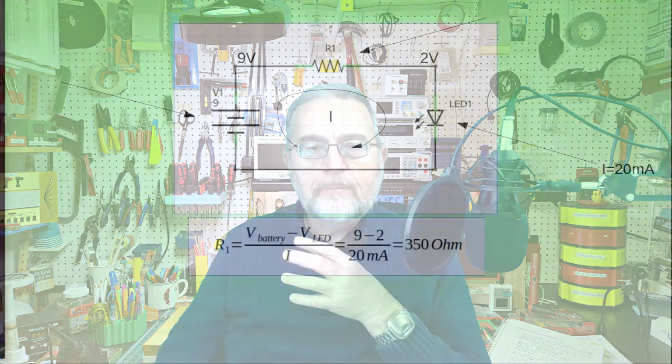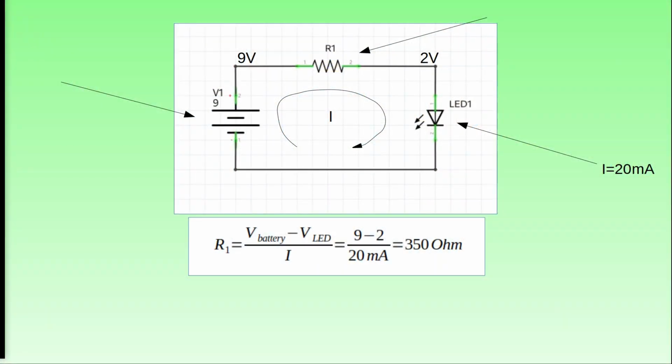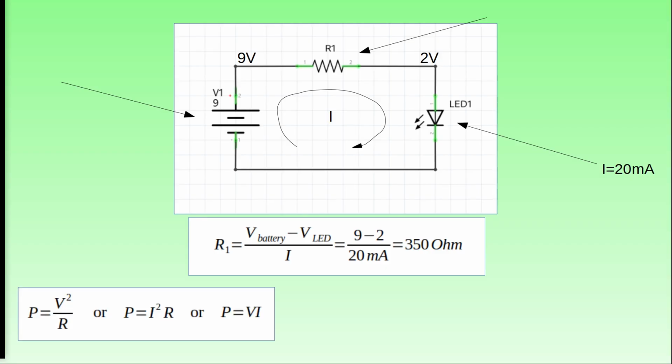When calculating the value of a resistor, never forget to calculate also the power it will need to dissipate, and always choose a resistor that can dissipate at least that amount of power. For example, let's get back to our example of resistor limiting the current in an LED. To calculate the power dissipation, we can use either one of these formulas, P equals V squared over R, or P equals I squared R, or P equals VI.